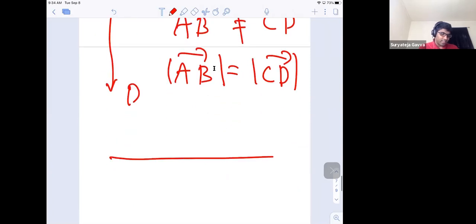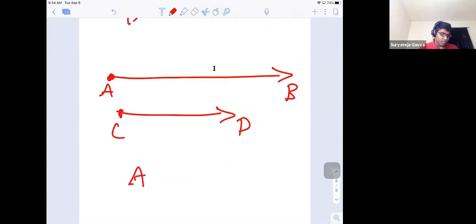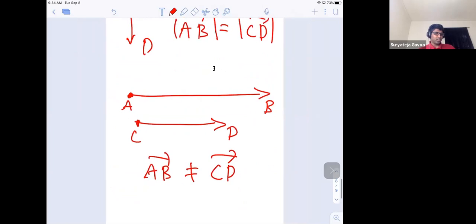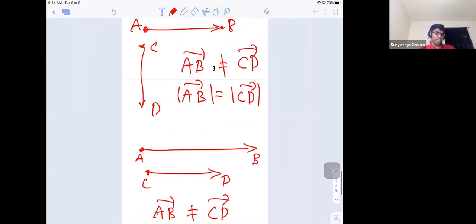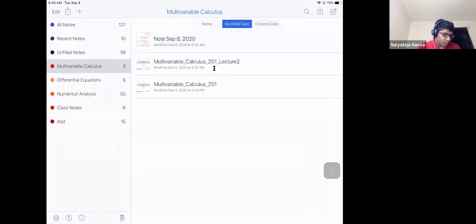Similarly, you can have the same direction, but you need not have the same length, right? So AB is not equal to CD. So if you want the vectors to be equal, you need both the length and the direction to be matched. Okay, so that's the notion of equality of vectors.